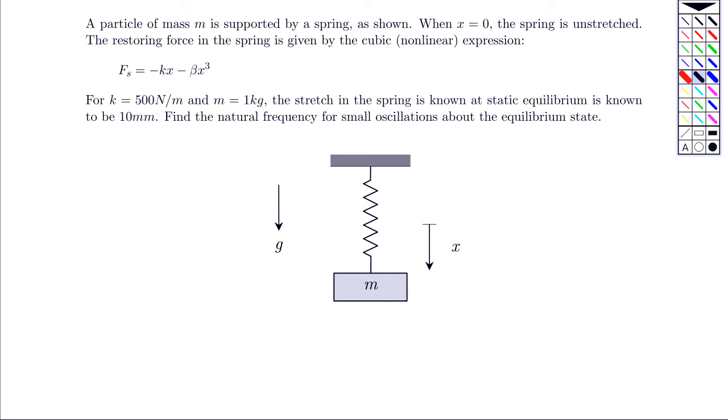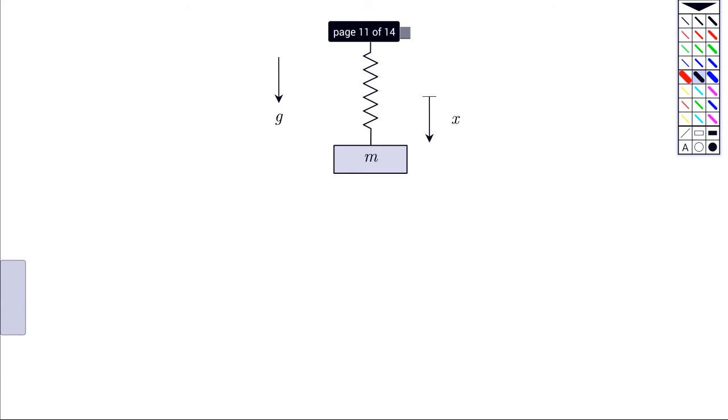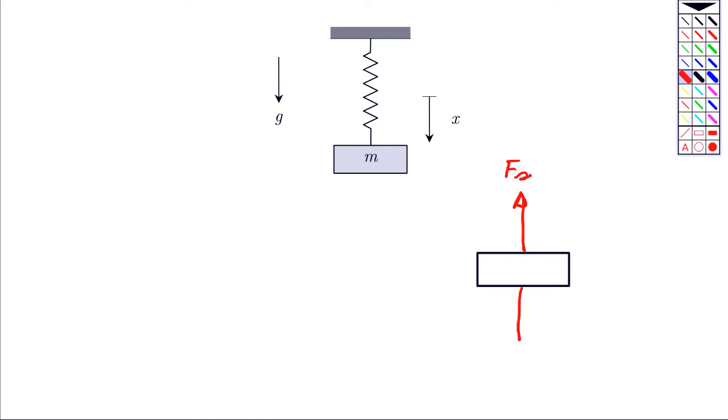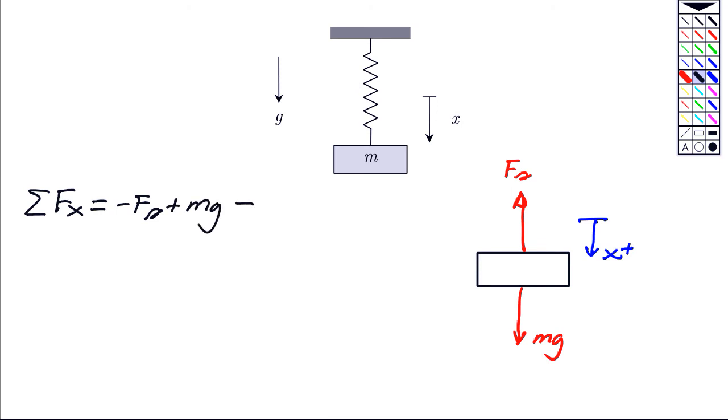We need to know our equation of motion. In order to get the equation of motion, we need to draw an FBD. The forces acting are going to be the spring force Fs and the weight force of mg. And the problem says that we're going to let x be measured positively downward. When we sum the forces in x, we have Fs pointing in the negative x, the weight in the positive x, and that's equal to ma, so that's m x double dot.